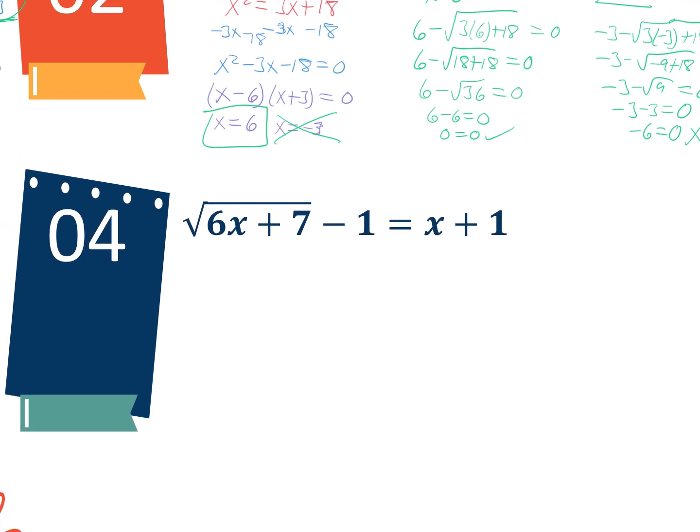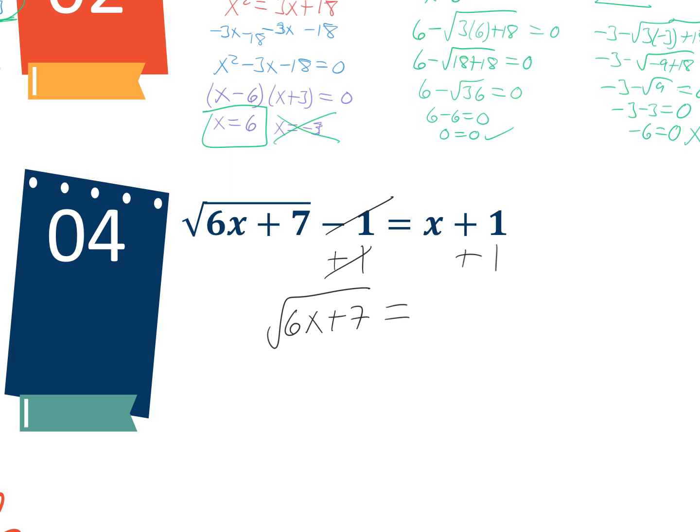Just like all the ones that we've been doing, we want to get the radical by itself. On the left side of the equal sign, we have the square root of 6x plus 7, but we also have a minus 1. So let's get rid of that minus 1 by adding 1 on both sides. The square root of 6x plus 7 equals x plus 1 is 2. Now that we have our radical by itself, let's go ahead and square both sides.